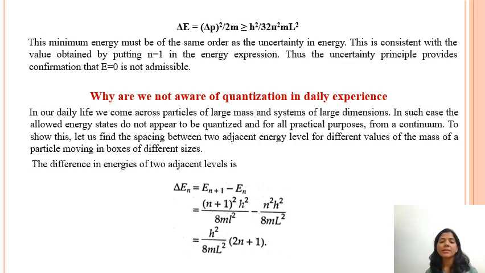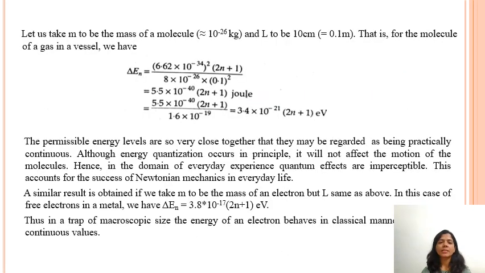The difference in energy of two adjacent levels is delta En equal to E(n+1) minus En. After putting the values of E(n+1) and En, we get delta En equal to h square upon 8 m L square into (2n plus 1). Let us take m to be the mass of a molecule equal to 10 to the power minus 26 kilogram and L to be 10 centimeter. That is, for a molecule of a gas in a vessel, we have delta En equal to 3.4 into 10 to the power minus 21 (2n plus 1) electron volt.